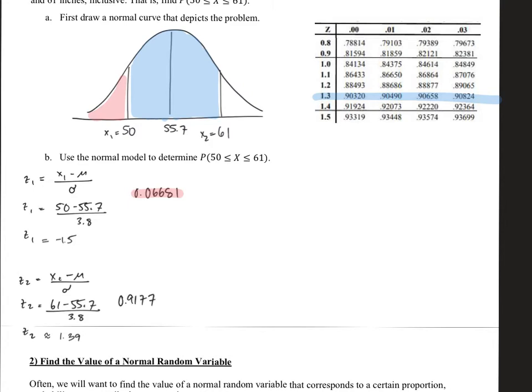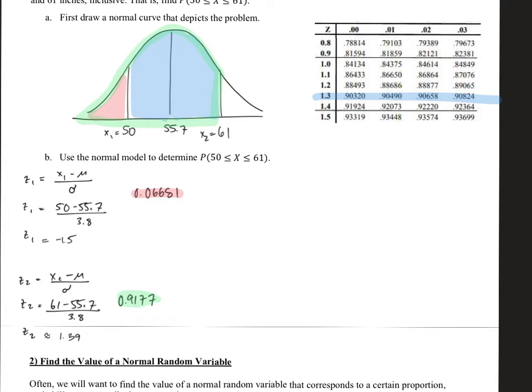0.9177. And this would be the area in green, which I'll highlight here, because remember, it's the area to the left. So what do we want? We want the blue area. And how would we find that? Well, if we take the green area and then chop away the red area, we'd be left with the blue area. So let's go ahead and do that.